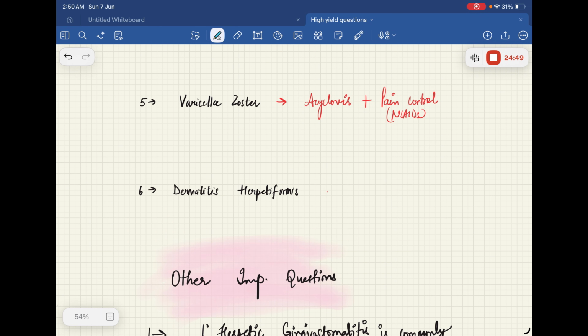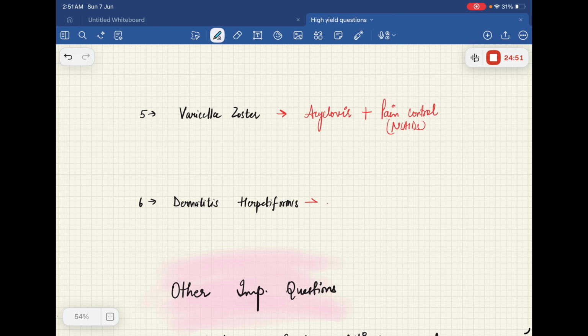Now last is dermatitis herpetiformis. Again here dapsone is indicated, or it is the drug of choice, plus a gluten free diet since it is associated with celiac disease. Now, dapsone is a sulfone class of antibiotics.